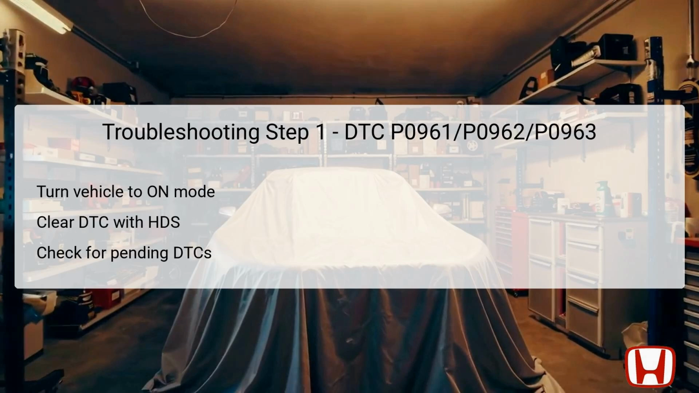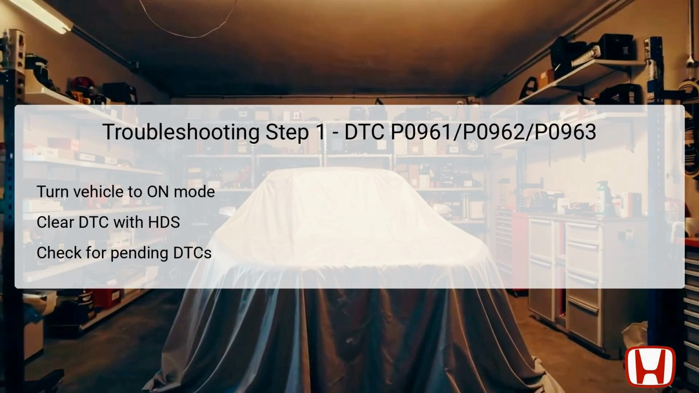The first step in troubleshooting DTCs P0961, P0962, and P0963 is to verify the issue through a series of preliminary checks. Start by turning the vehicle ignition to the on mode, ensuring all electrical components are powered. Next, use the Honda Diagnostic System, HDS, to clear any existing diagnostic trouble codes. This process resets the system and allows for fresh readings.